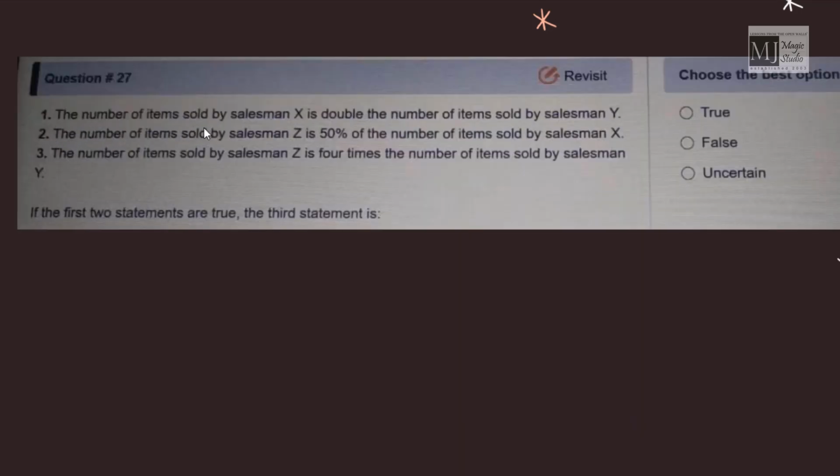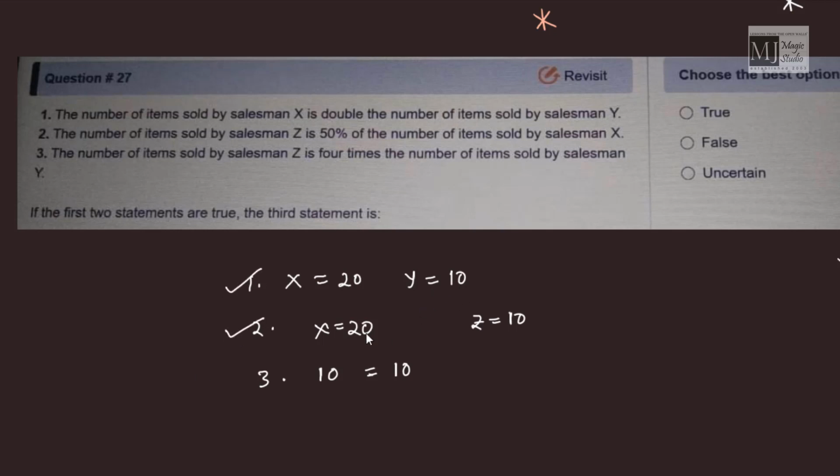Statement 1. The number of items sold by X is double the number of items sold by Y. If X sold 20 items, then Y sold 10 items. Statement 2. The number of items sold by Z is 50% of the number of items sold by X. If X has sold 20, then Z would be 10. The number of items sold by Z, that is 10, is 4 times the number of items sold by salesman Y? No, 10 is not equal to 40, 10 is equal to 10. If I consider the first two statements as true, then Z is not 4 times Y. Z is just equal to Y. The third statement is false.